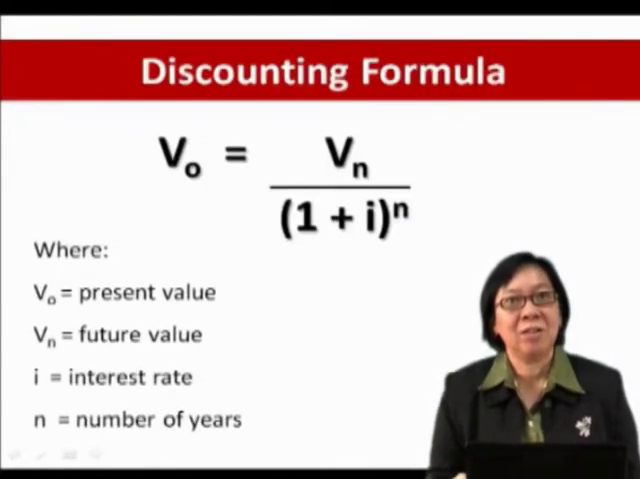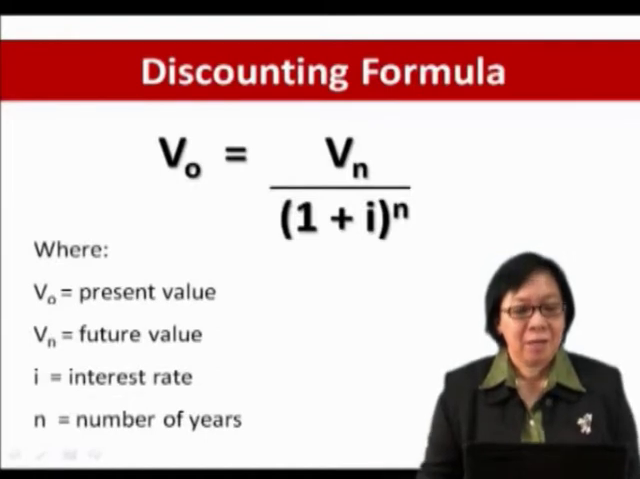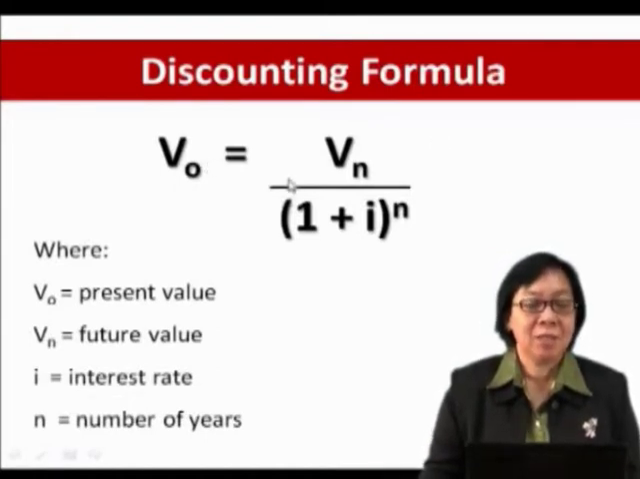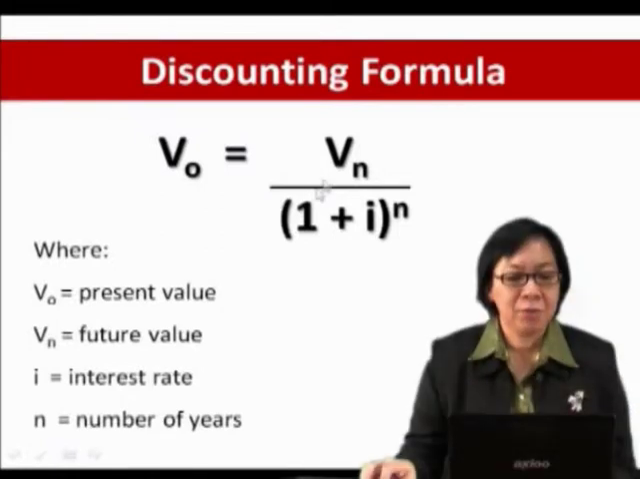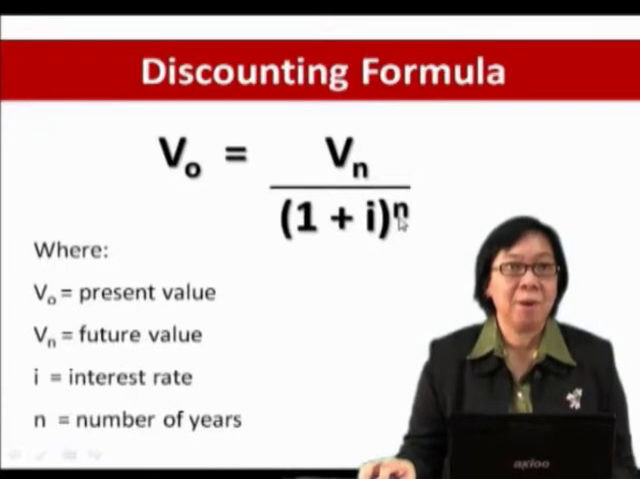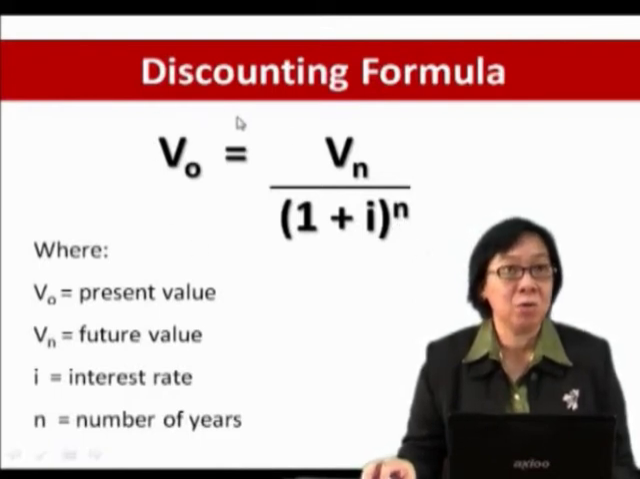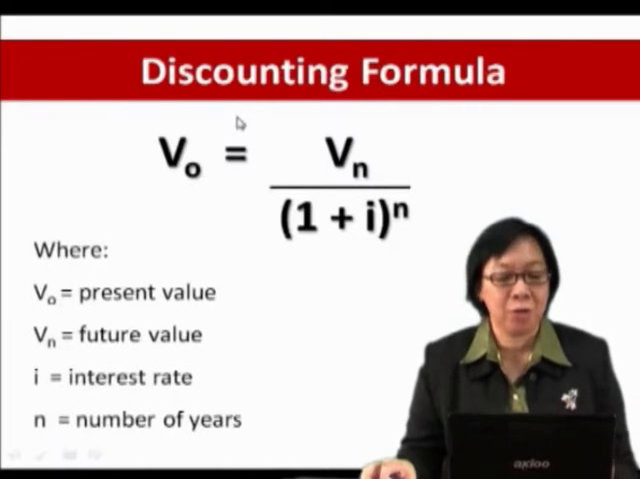Let's look at the discounting formula. Here, we see that VO, or the present value, is equal to VN, the future value, divided by 1 plus I, the interest rate, raised to the power n, where n is the number of years in the interest-bearing period. This discounting formula is the one that we usually use to get the present value of a future amount.